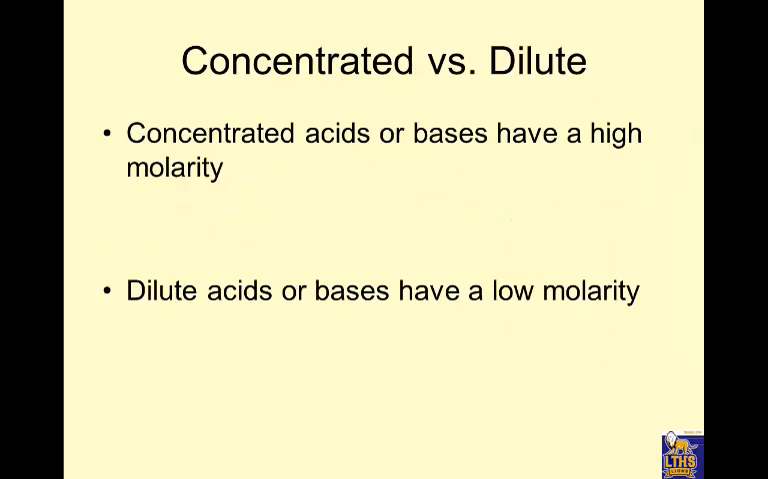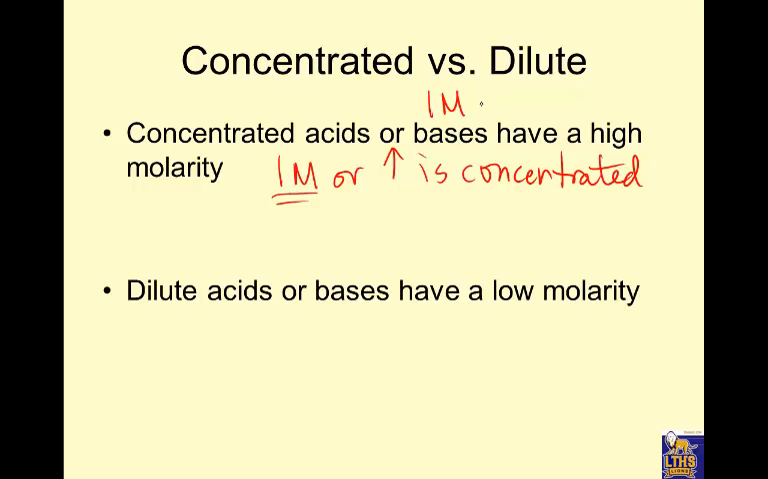Okay, concentrated versus dilute. Concentrated acids or bases have a high molarity. Okay, 1 molar or higher is concentrated. Hey, guess what? You don't even have to have an acid or a base to have something concentrated. You just need a molarity. So I can have 1 molar CaBr2. That is concentrated because it's 1 molar or greater. It's not even an acid or a base. So you don't even know what it is to see if it's concentrated. You just need to know the molarity.